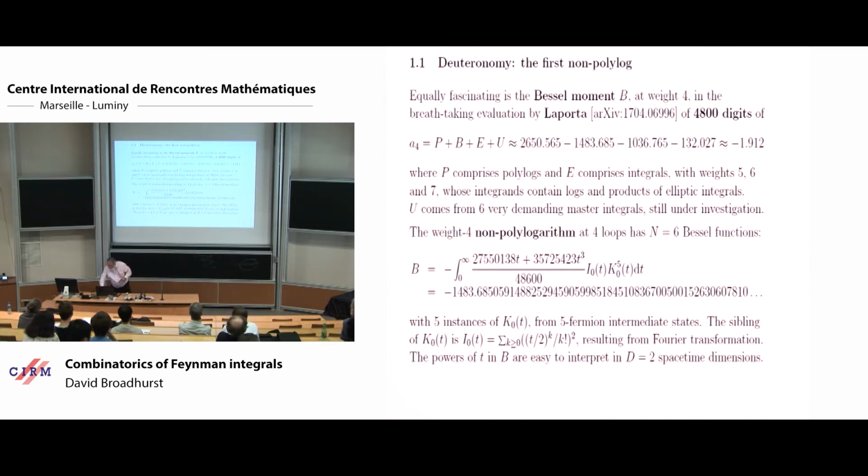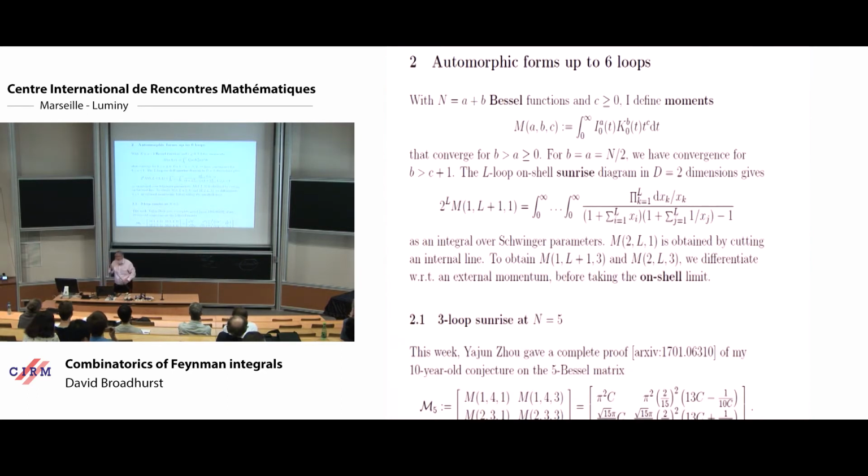Okay. So now that's all I want to say. And I want to jump straight to automorphic forms. How do automorphic forms get in? Well, they get in because, as I said, there are numerous ways of writing Feynman diagrams. So let me look at this Bessel moment.